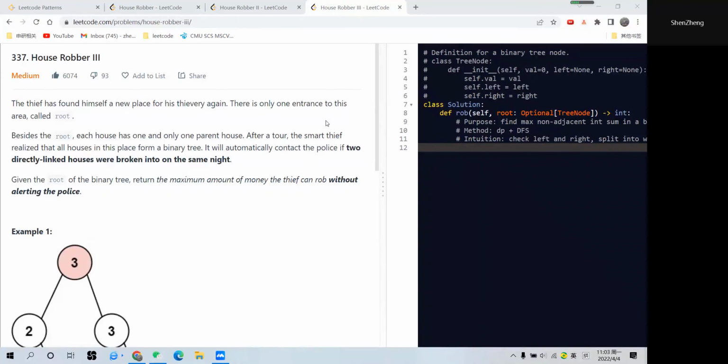Hi everyone, today's LeetCode question is how to rob a tree. In this question, we are given the houses we want to rob in a tree form. And what's special about this question?